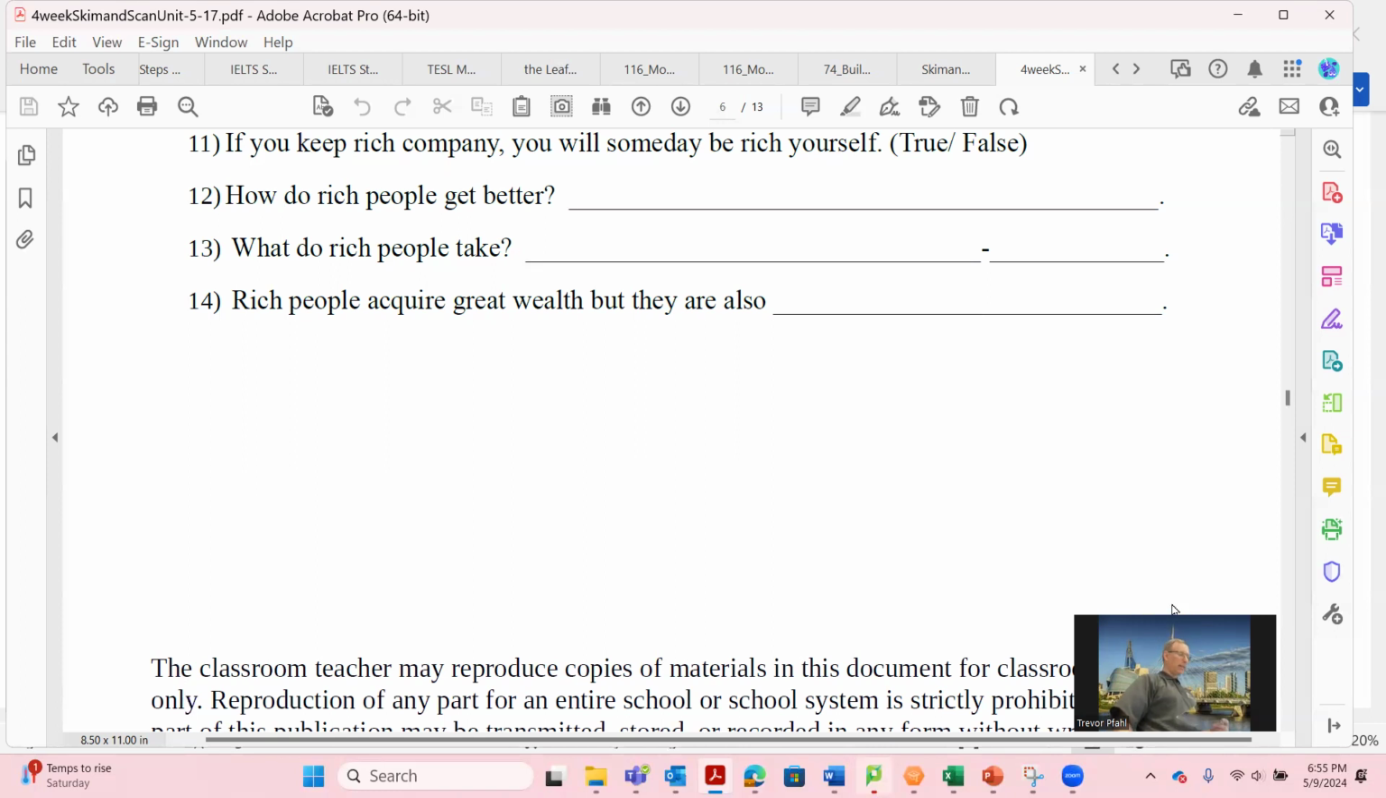What do rich people take? Calculated risks. Yeah, number 9. And they acquire great wealth, but they are also generous. Yeah. Okay. Any questions from any of those? Yes, philanthropist. Yes, a similar word. Yes, Maria.